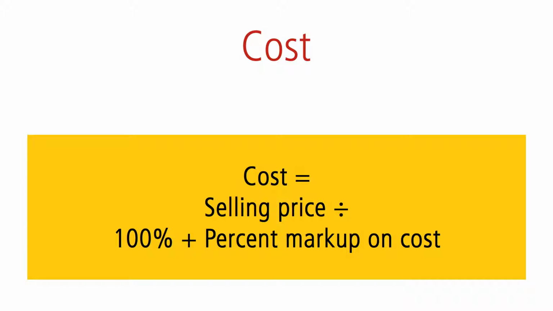To calculate cost when selling price and percent markup on cost are known, let's use our knowledge of solving equations. Because we're dealing with the same three variables from the last section in our discussion, simply solve the equation SP equals C times 100% plus percentage markup of cost for your total cost. Cost is the unknown, and it is isolated on one side of the equation by dividing both sides by 100% plus percent markup. So cost equals selling price divided by 100% plus percent markup on cost.